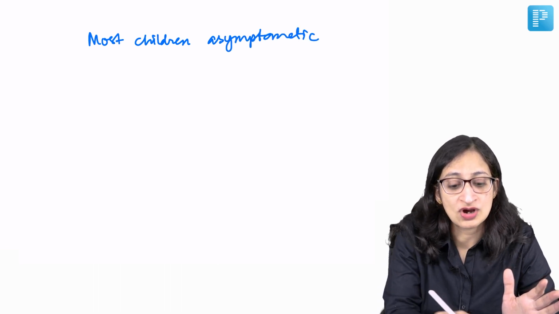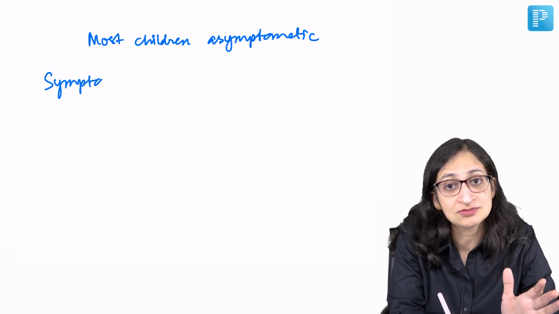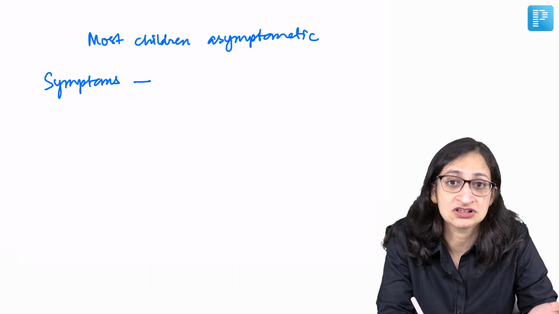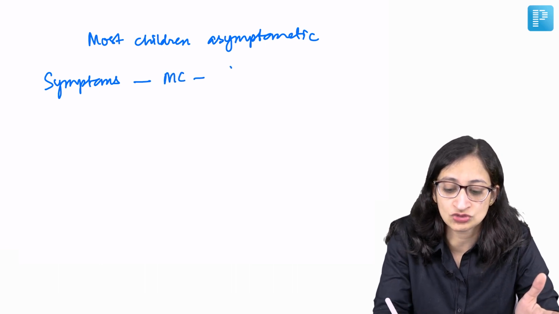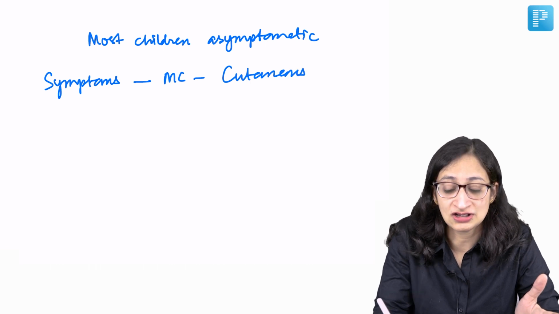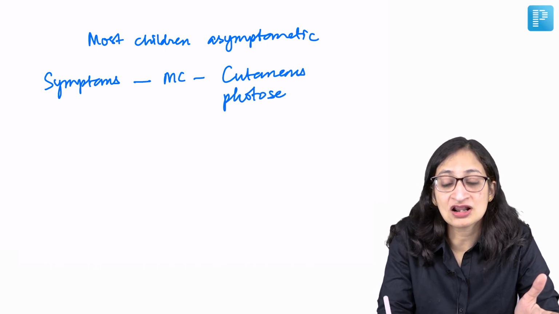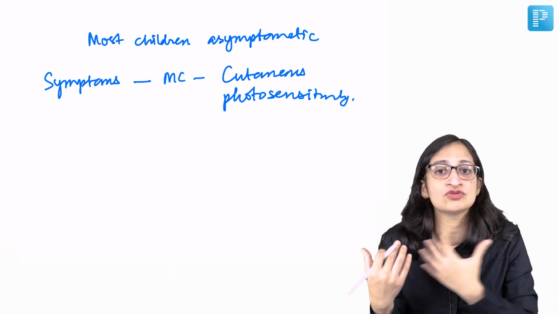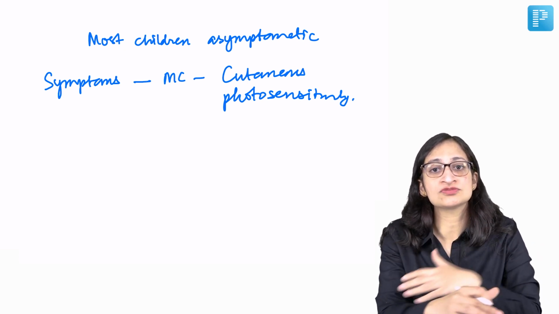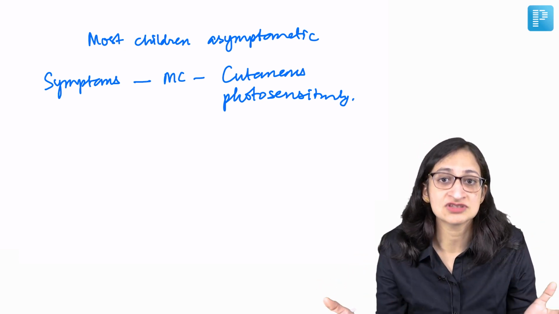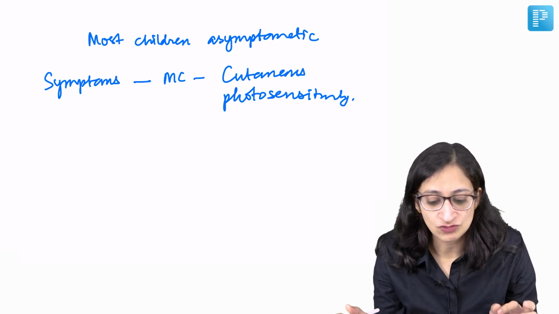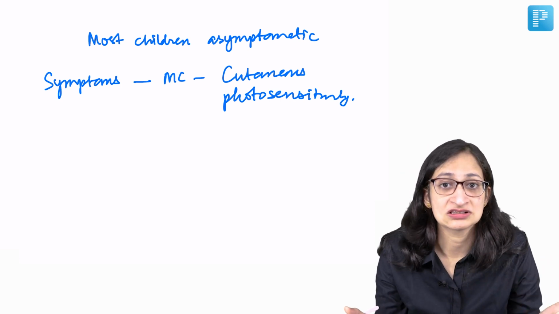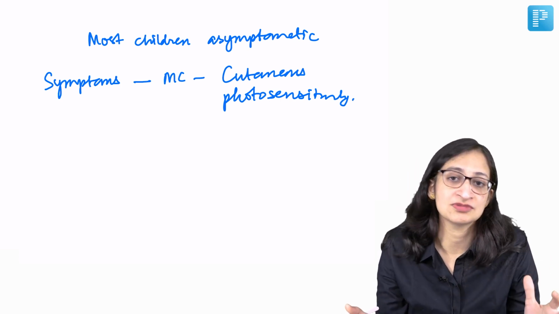Now, out of those who are having symptoms, the most common symptom is a skin rash, cutaneous photosensitivity. So there is a pellagra-like rash. This rash involves the area around the neck and the sun-exposed parts of the body like the arms and legs. This cutaneous photosensitivity typically improves with administration of niacin. So this is typical of Hartnup disease.